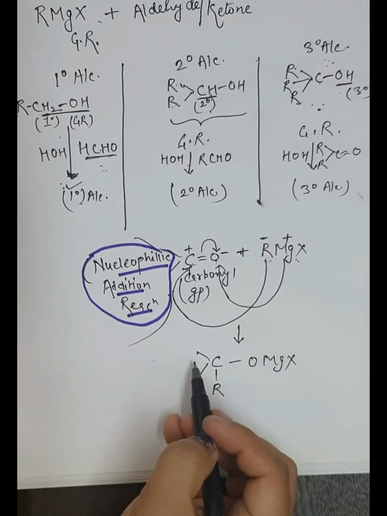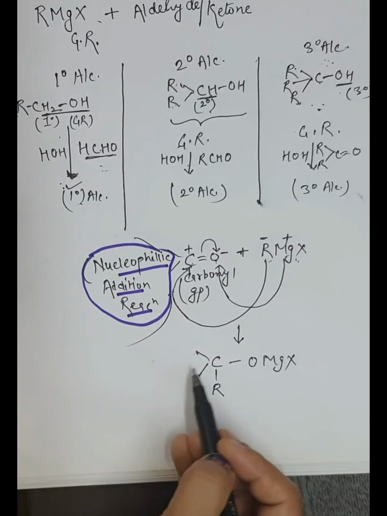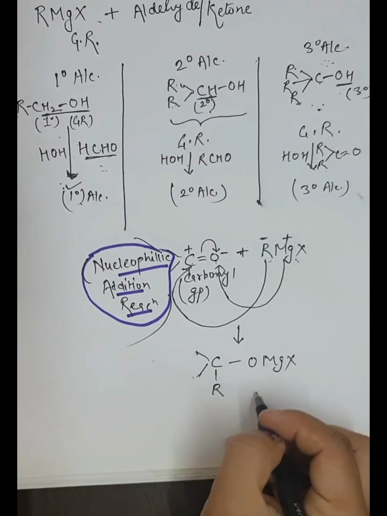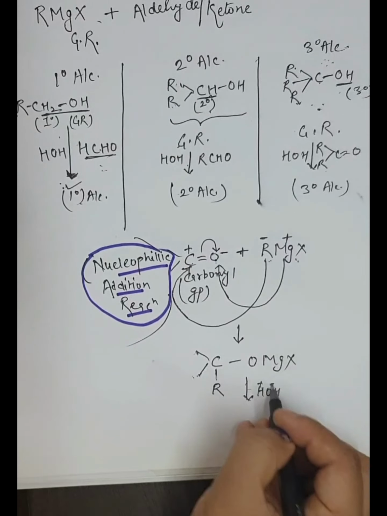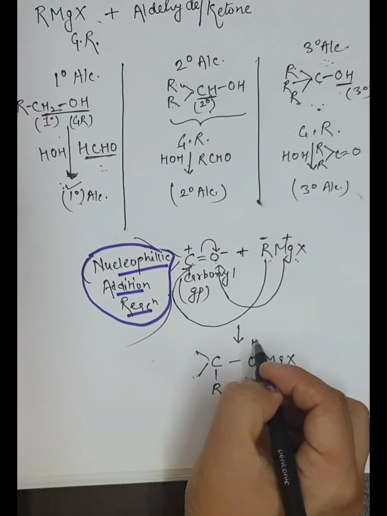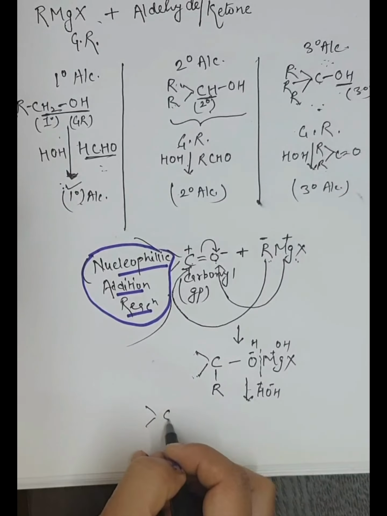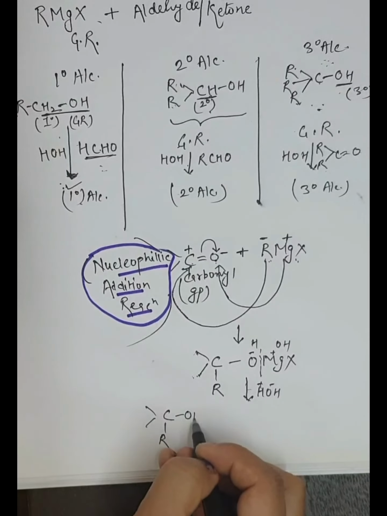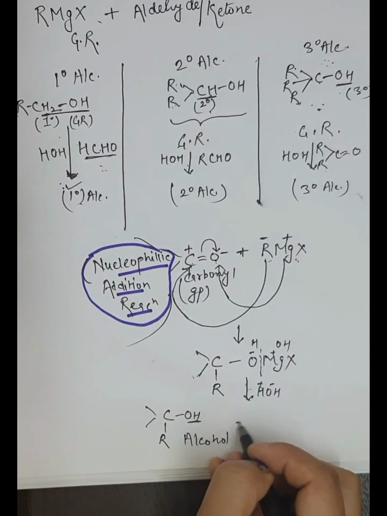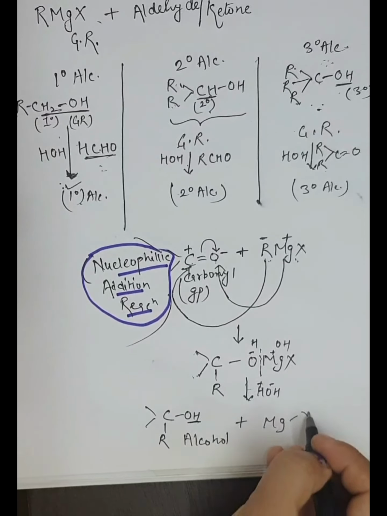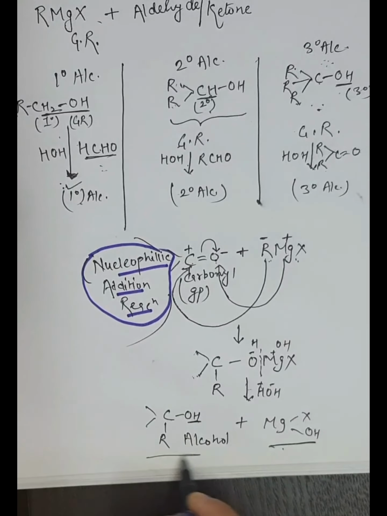If this is an aldehyde, then there will be one H and one R. If this is ketone, then there will be both R groups. We will discuss it later. Now followed by hydrolysis. In hydrolysis, H plus OH negative, bond will break from this side, H and OH, O negative and Mg positive. So product is alcohol, OH group. So this is alcohol and we will get MgXOH as a side product. This is not necessary to write down here. So we get the alcohol here.